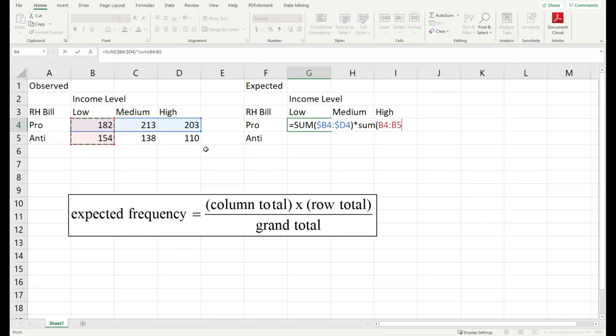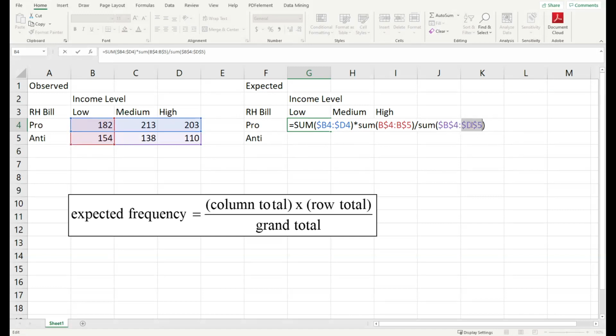So, dito naman, gusto natin pag dinrag natin siya to the right, magmo-move siya along with the ano. Pero pag dinrag natin bottom sa baba, dapat hindi magmo-move itong array na to. Okay? So, in this case, kailangan natin dollar sign yung number naman. Tama? Parang ganyan. Tapos divided by yung grand total, which is in this case, kailangan hindi mag-move at all, no? Kasi this is the grand total. So we do F4, F4.